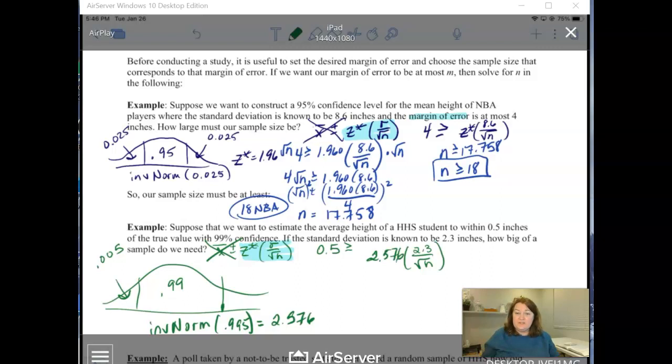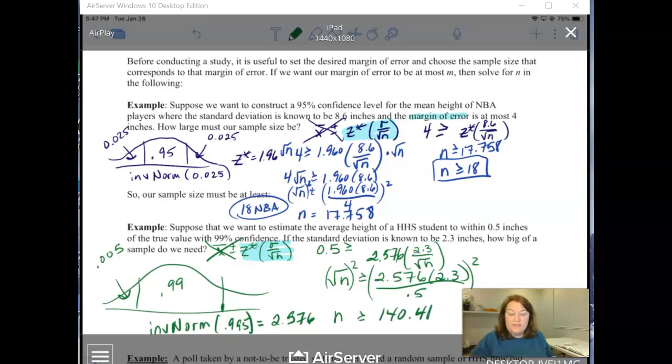So same deal here, we want to solve for n, so I'm going to move n over and move the 0.5 over to the right. So that's going to give me a square root of n over here. We're going to have still the 2.576, the 2.3, and now the 0.5 goes under here, and then we're going to square these. So n should be more than or equal to 2.576 times 2.3 divided by 0.5 gives me 11.8, and then I square that. I am looking at 140.41 people in our sample.